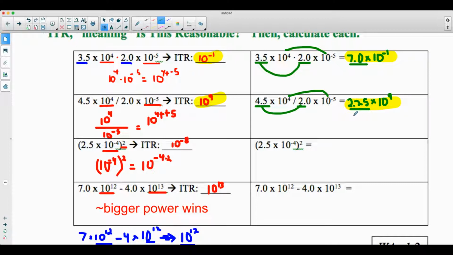So we actually need 2. So we can call this 2.3 times 10 to the 9th. So doing this to sig figs, that's really the right answer.